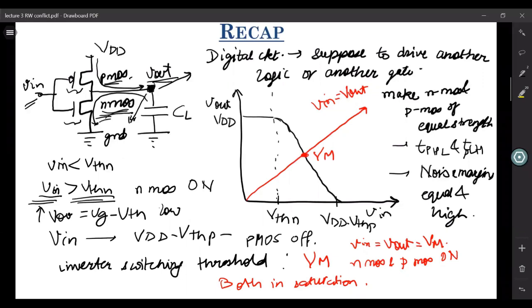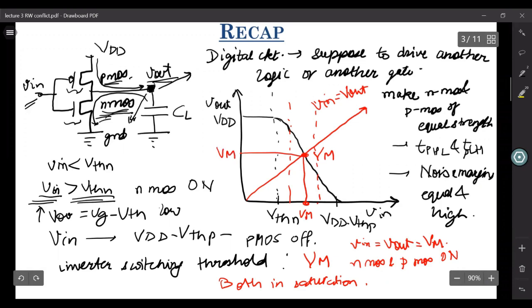Another salient feature about this VM is that close to this VM point, the inverter has a very high gain. Why does it have a very high gain? So let us take this point as VM. At VM we have this as input, VM as output. Let us say that we change our input voltage by a very small amount close to this VM point. So how much does the output change? Corresponding to this input, the output is here. So we changed our input by only a very small amount, which is del Vin, but the change in the output here is significantly large as compared to the change in your input.